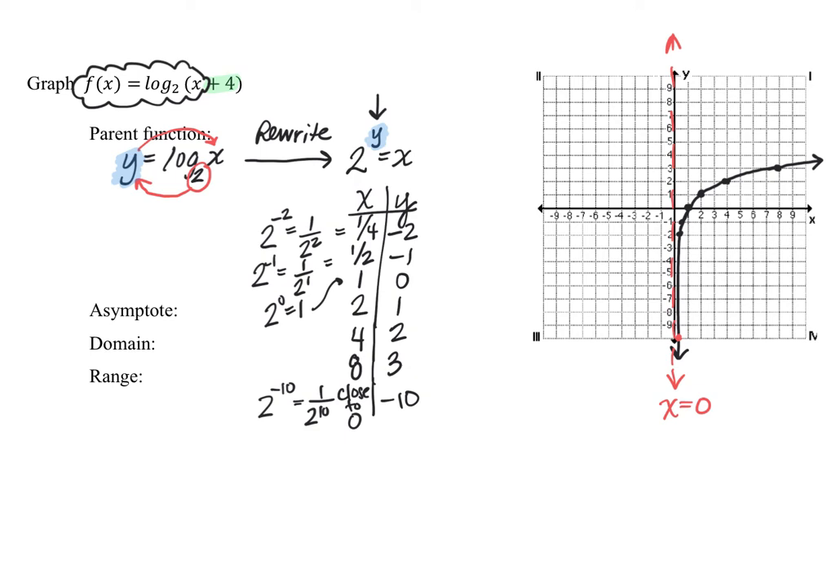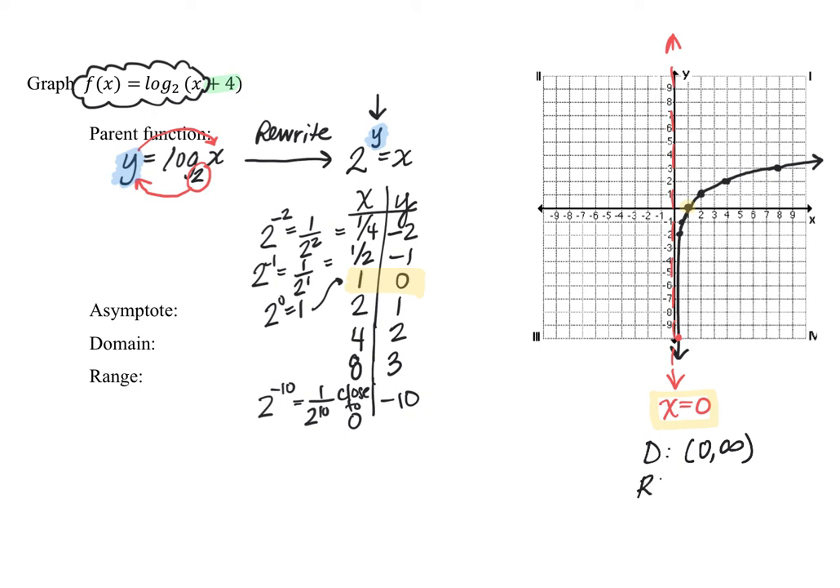Let's pause here and just go back over a few reminders. When we have our basic parent functions for logarithms, there are 4 common features. We always expect to have an x-intercept here of 1, 0. We always expect to have a vertical asymptote of x equals 0. And then remember, the domain for the parent function is always going to be 0 to infinity, because we cannot take the log of a negative number and we can't take the log of 0.